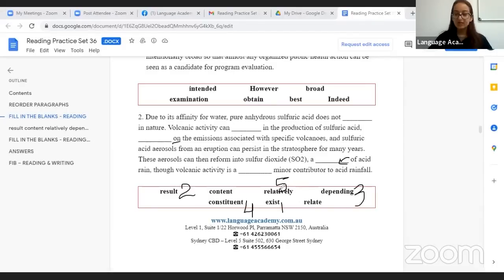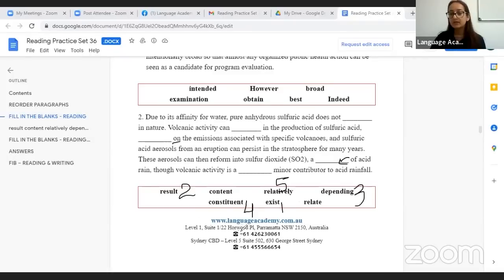So content is like we say, what is the content of this book? In that sense, we use the word content. But acid rain has lots of different elements in it, and we can say one of the elements. So one of the constituents is how we can use the word. One constituent of acid rain is sulfur dioxide.